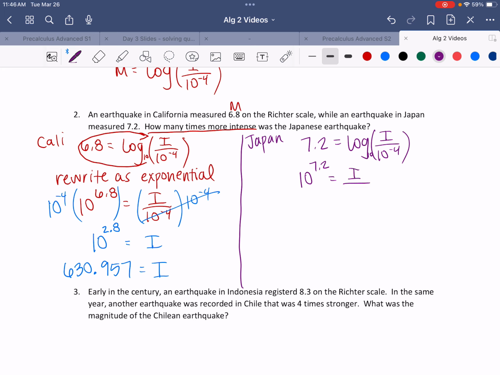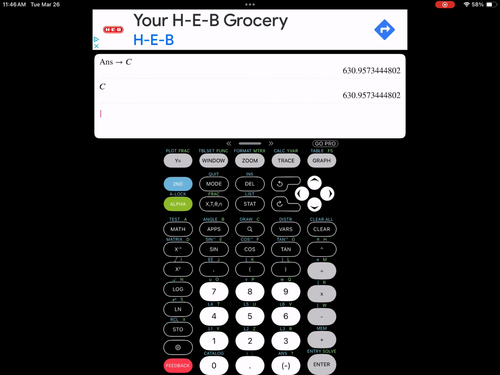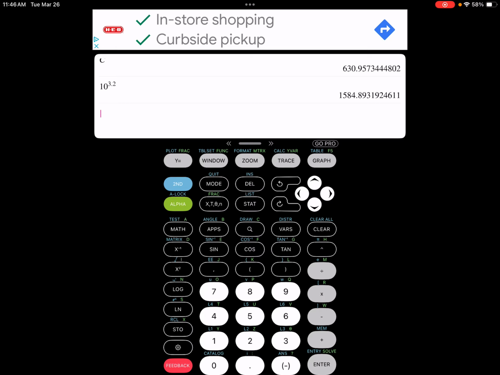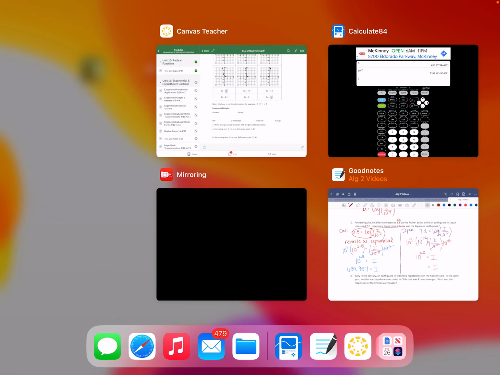It's going to free the argument of the log. 10 to the negative fourth. And then I'm going to go multiply by 10 to the negative fourth. So we have 10 to the 3.2 power. And in the calculator, let's go type that. 10 to the 3.2 power. Ooh, that's a lot bigger. 1584.893.